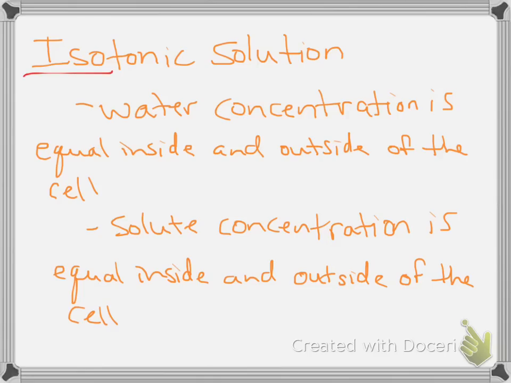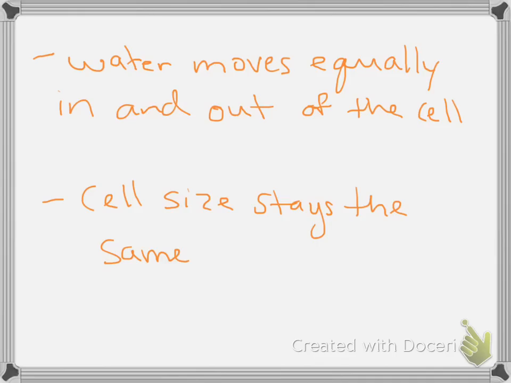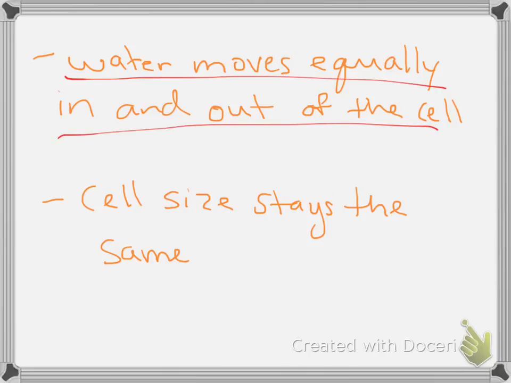Lastly, we have isotonic solution. This is where the water concentration is equal inside and out. The solute concentration is equal inside and out. This is a normal situation, so the water goes out in and out equally, and the cell size stays exactly the same.